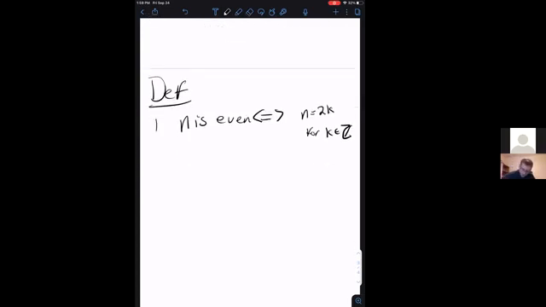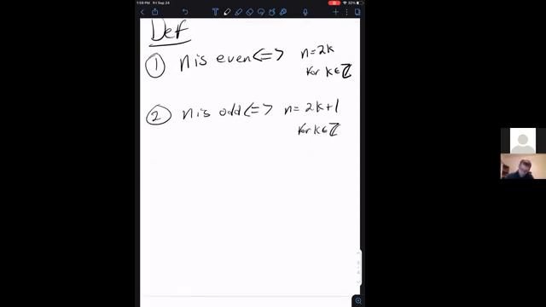Okay. That's the first one. And the second one is n is odd if and only if n equals 2k plus 1, for k in the integers. So these are going to be our main tools. Okay. Even and odd. We're going to use one more, and that's prime numbers, but let's do some examples. Let's just make sure we're okay here. Okay. So example.